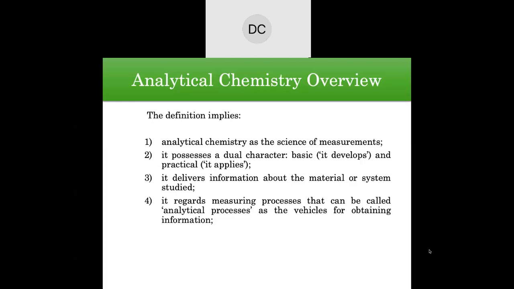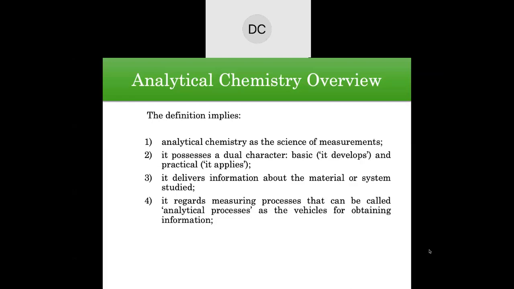The third part is it delivers information about the material or system studied. Okay, apa awak boleh dapat daripada bahan? You are given a chemical or substance, for example. You need to know the information about the material, about the substance, in terms of the color, in terms of the mass, in terms of the constituents in the material. Itu contoh-contoh lah in analytical chemistry. And the fifth one, it regards a measuring process that can be called an analytical process as the vehicle for obtaining the information.